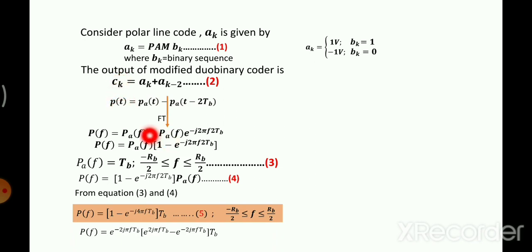Now if you take the Fourier transform, p(t) becomes P(f) equals P_a(f) minus P_a(f) e raised to minus j 2 pi f 2TB. You see there's a shift in time. In the frequency domain, the same shifted signal is represented as the frequency domain signal multiplied with a negative exponential with the same shift. Now you can take P_a(f) common. Since p_a(t) was a sinc function, P_a(f) is going to be a rectangular function, having amplitude TB between minus RB by 2 and plus RB by 2. So in place of P_a(f) I'm going to put the same.